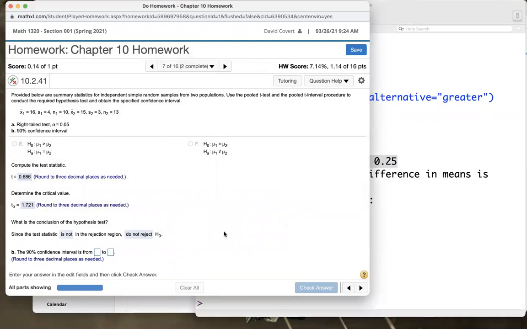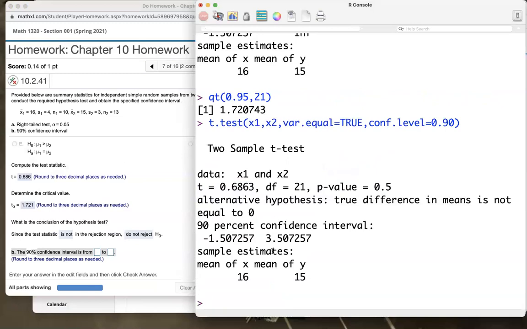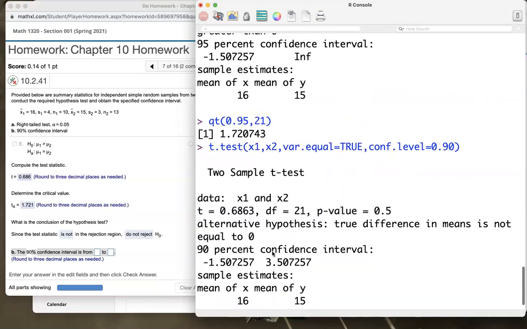Okay, and then finally, we need the 90% confidence interval. So what I'm going to do is run the same t.test again. I don't care about the variances being equal here, but I guess we can put it in. And we want our confidence level to be 0.90. And do we need to add alternative equals greater or not? No, in fact, we don't want to do that.